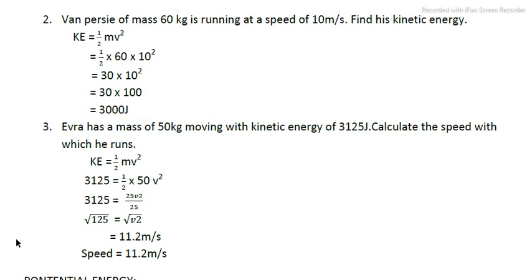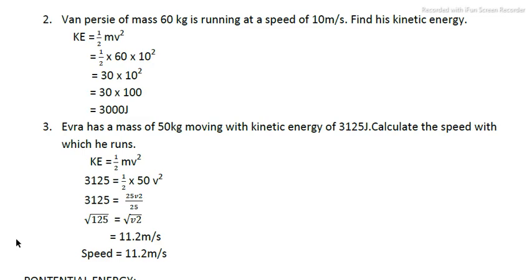Then in our example 2, we are given Van Persie of mass 60 kilograms running at a speed of 10 meters per second, and we are supposed to find his kinetic energy. Still, we shall use the help of the formula, that is a half mv squared, and substitute for m and v to get Van Persie's kinetic energy as 3000 joules.